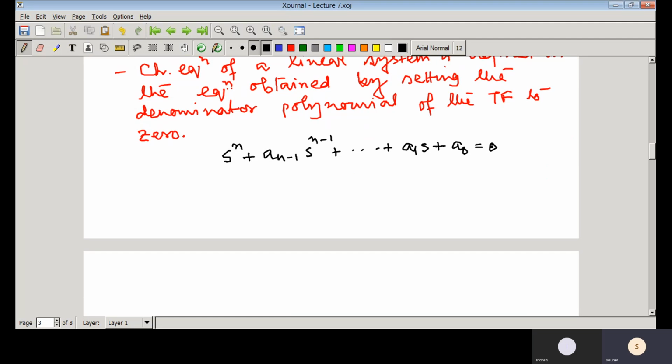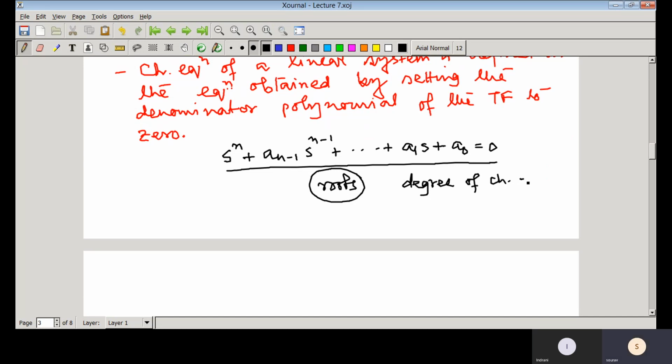Now two things are important in this case. Whenever you have the characteristic equation, it has some roots. And what is the degree of the characteristic equation? The degree is this n. This is the degree of the characteristic equation, and it is very important that the roots of this characteristic equation say something about the stability of that system.